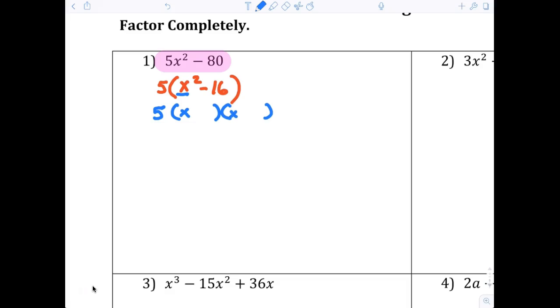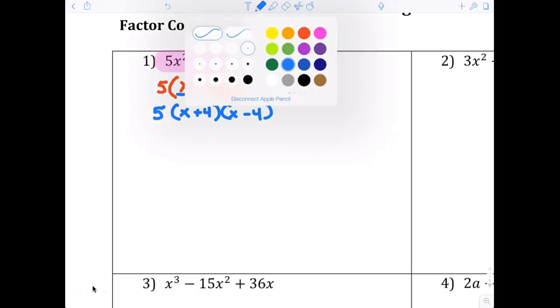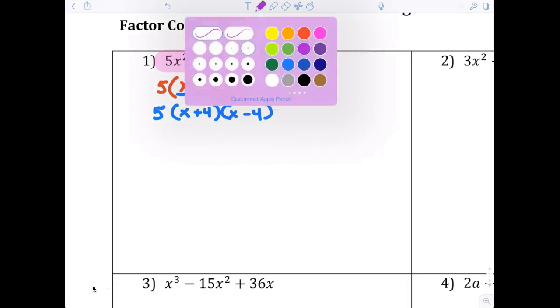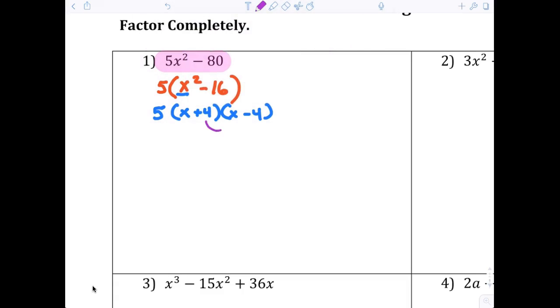Now, the middle term is 0. The middle term is 0. So I need a plus 4 and a minus 4. Has to be a plus 4, and it has to be a minus 4. Now, I am going to do one more thing here. I am going to look at this. Here, 4x, negative 4x makes 0. That's how you check your work.